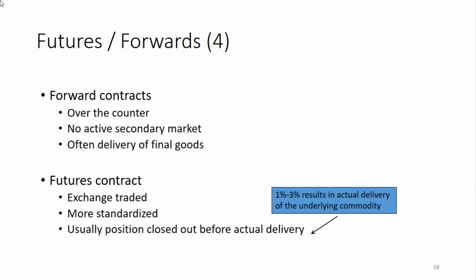What happens with futures contracts is that the actual delivery of the goods, so the actual buying or selling of the good, usually doesn't take place, but the position is closed out before the actual delivery. Only 1 to 3% of the contracts result in actual delivery of the commodity. So what does that mean? I agree with a counterparty on the delivery of a good at some moment in the future.